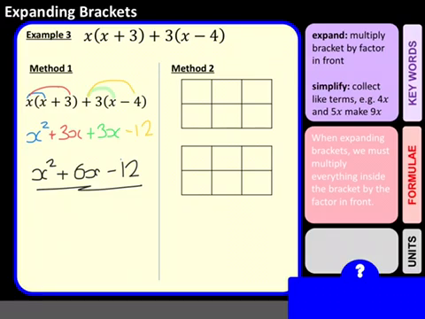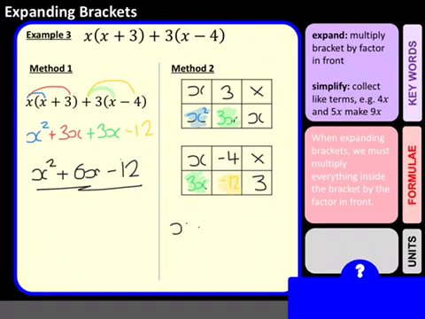With method 2, because there's 2 sets of brackets, that means that we'll need 2 grids, so 2 separate multiplication grids. So we're going to have x and x plus 3, and the second one will have 3 and x minus 4. So we'll quickly do that multiplication. And then we're looking to identify the like terms. So I've just got this x squared, but I've got this in terms of x and this in terms of x, so they can be totaled together, and then the minus 12 will be by itself. So our final answer will be, as the previous one, x squared plus 6x minus 12.